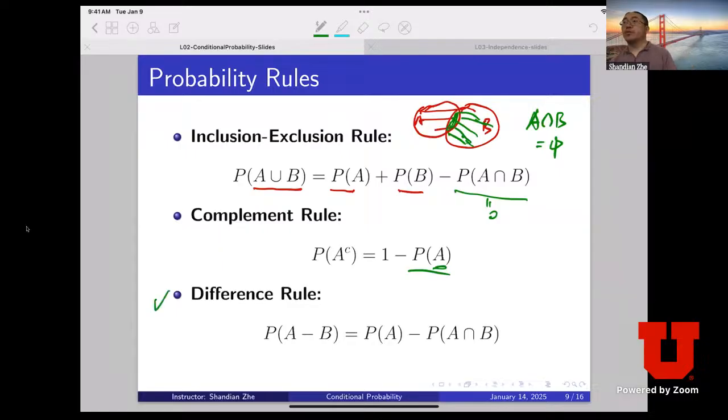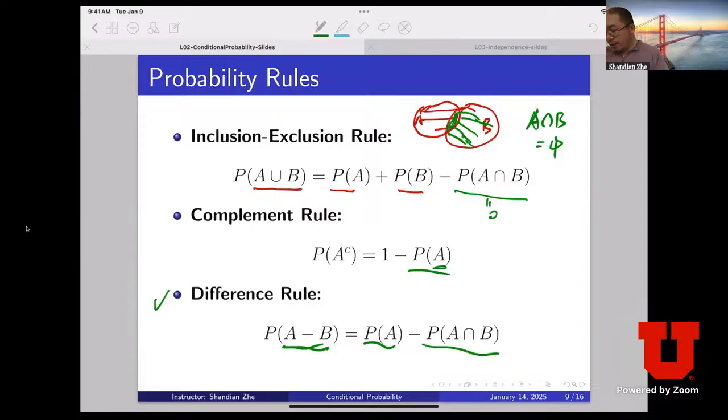And the third one is called difference rule. If you know A's probability, B's probability, if you want to look at the probability of A minus B, so what is A minus B? What's the set difference? Anyone can recall the definition? Yeah. Exactly, right? Thanks. So just excluding elements in A which are also in B, it is A minus B. So if you want to compute the probability of A minus B, you just subtract the probability of A by the probability of A intersection with B, right?